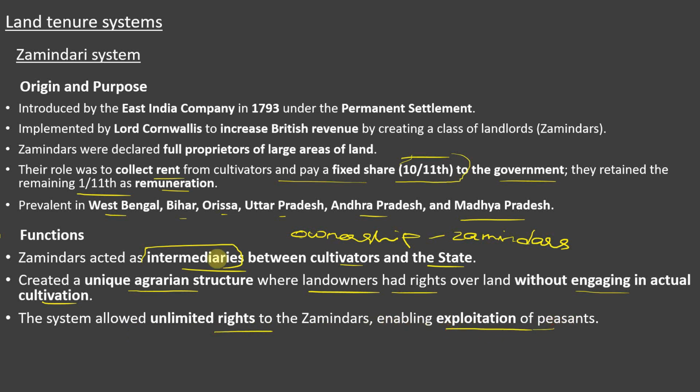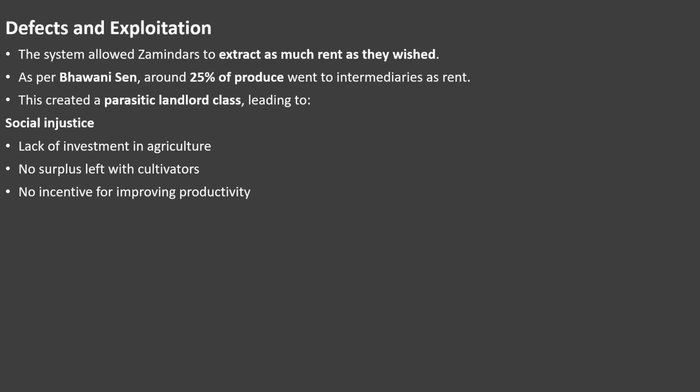So there were no restrictions or rules on the zamindars on how much revenue shall be imposed, or what the rates of revenue would be was not prescribed. So they could collect as much revenue as they wanted. So this led to the exploitation of peasants. So the next is the defects and exploitation in the zamindari system.